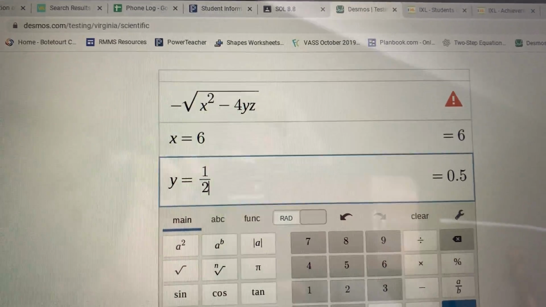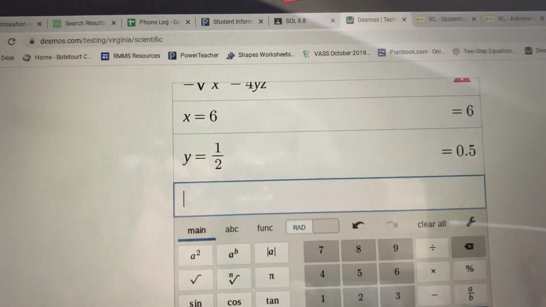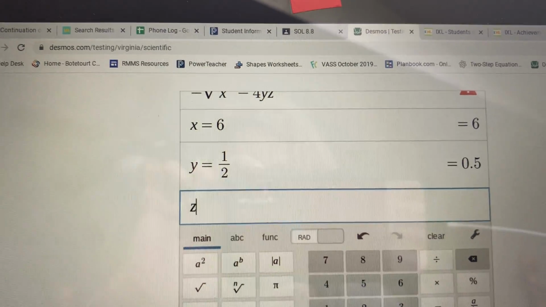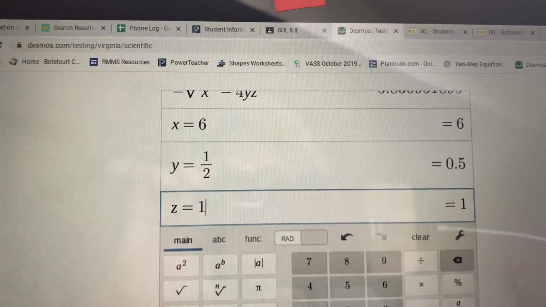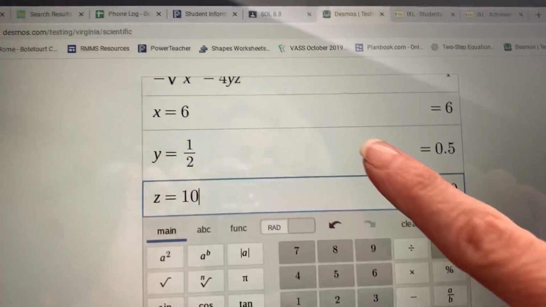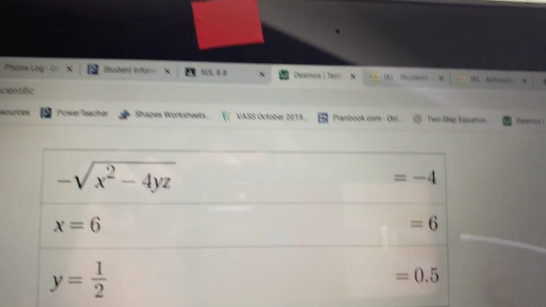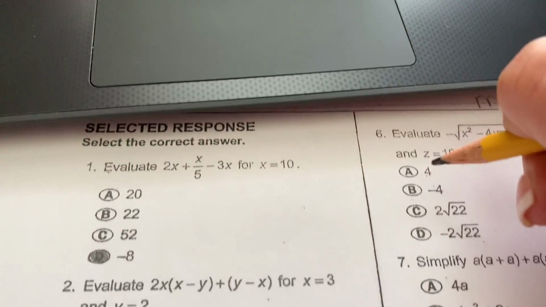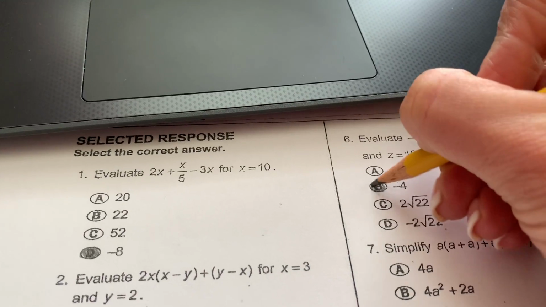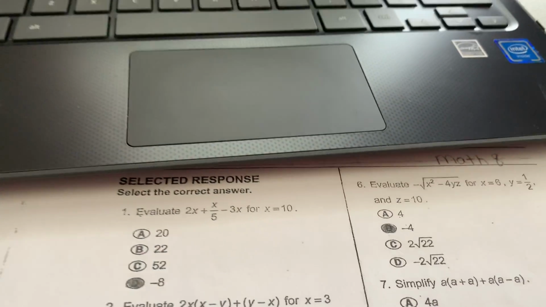Oh, sorry, we've got to do z. I was wondering what happened, but I forgot we've got a z. Z equals 10. I thought I had done something wrong for a minute. I just hadn't finished the problem. And now I can go back up and I can see that I got 4. And that is going to be answer choice B. Kind of scared myself there for a second.